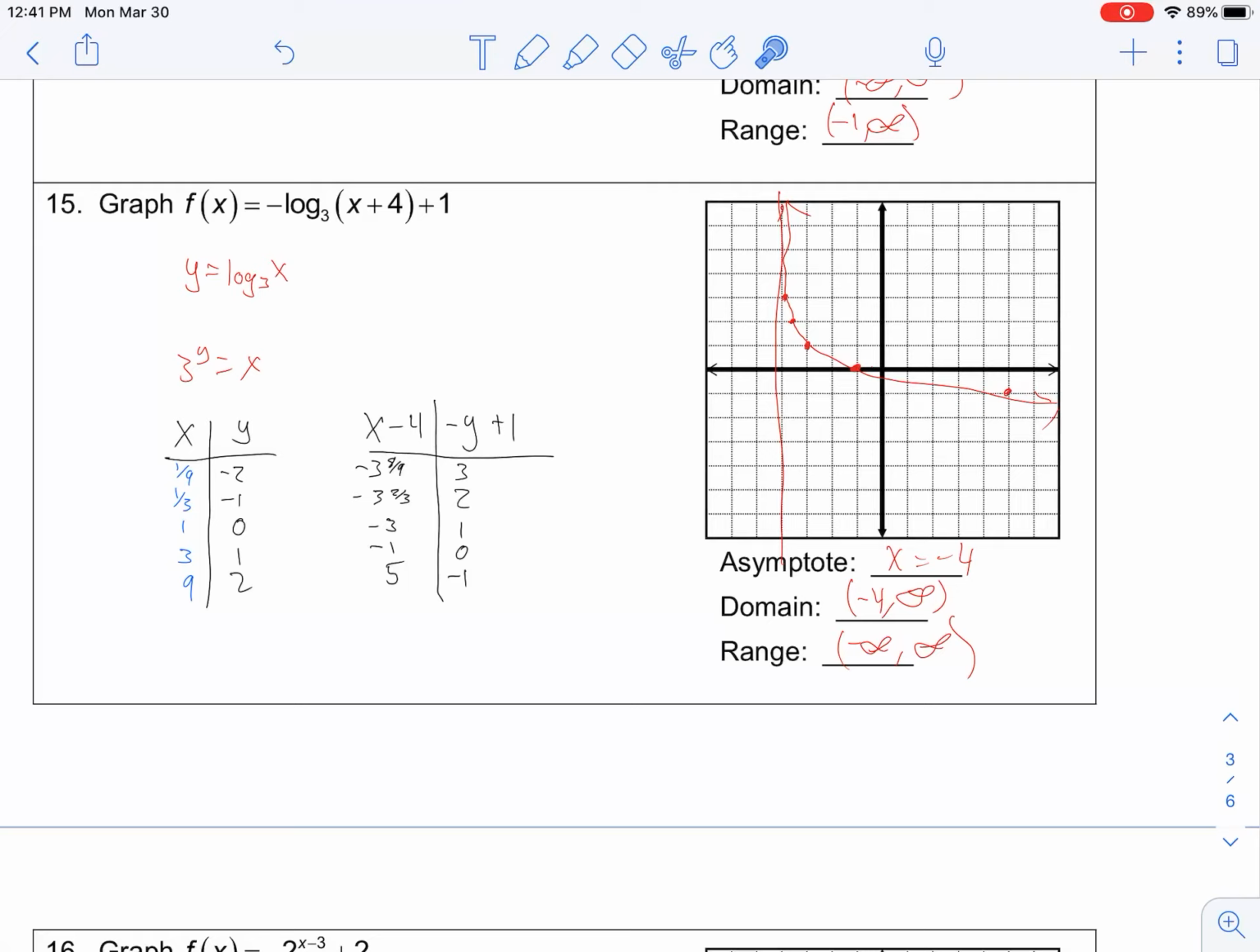And for this, our asymptote is going to be negative 4. X equals negative 4. Which means our domain, we can only go as far to the left as negative 4. Or we'll always be approaching it and never actually cross it. We'll just get closer and closer. And then we can go to the right, we can go positive infinity. For our range, we can go up for infinity, and we can go down for infinity. So negative infinity, positive infinity.